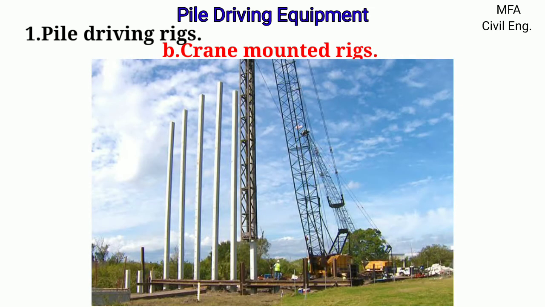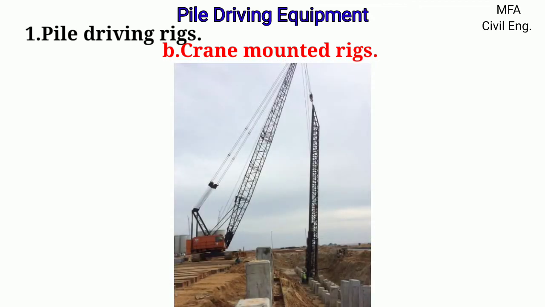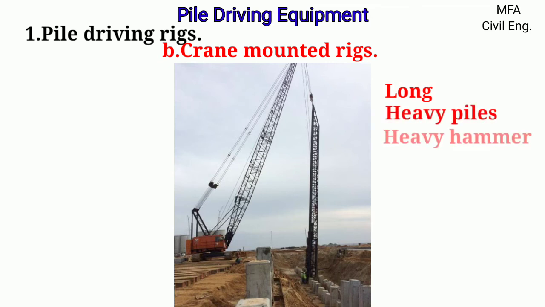Crane mounted rigs are used when a large number of piles have to be driven in a comparatively small area. The advantage of this type of rig is that it can be moved to any place where the piles have to be driven. But the main disadvantage is its inability to handle long, heavy piles and heavy driving hammers.